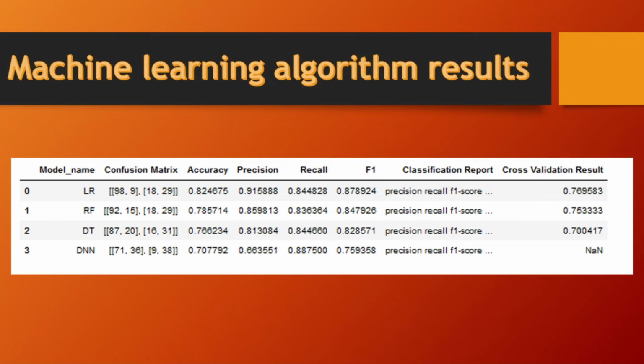So as you can see, this is our final result in our comparison table. On the left, you will see the model names, LR being logistic regression, RF being random forest, DT being decision tree, and DNN being deep neural network. The confusion matrices are listed beside it, which we were able to use to calculate our accuracy, precision, recall, and F1 scores.